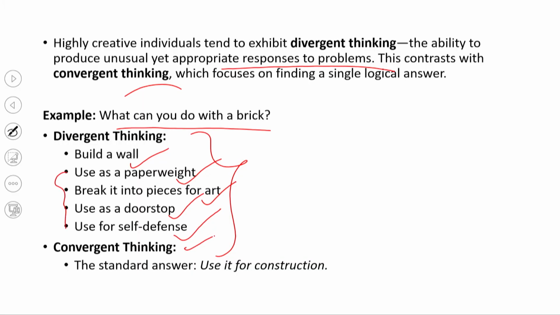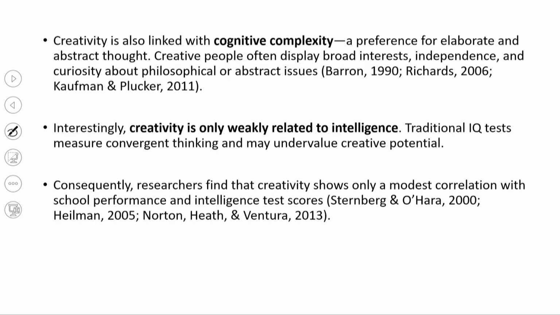With convergent thinking, people will mostly say the standard answer, use it for construction and so on. This is just an example of how convergent thinking is different from divergent thinking, and for creativity divergent thinking is very important. So, this is one thing for creativity. Divergent thinking is very important for finding novel solutions.